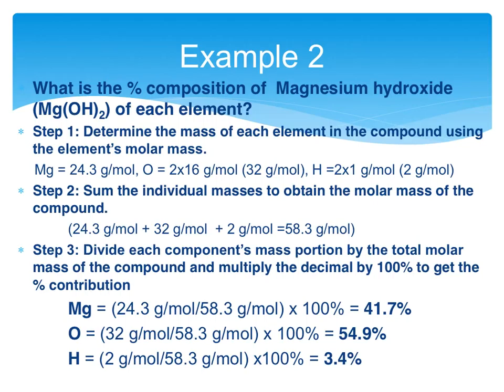There's 2 atoms of oxygen and 2 atoms of hydrogen for every 1 atom of magnesium. So again, it's the same basic principle. Step 1 is to determine the total molar mass of each element using the element's molar mass. And so I've done that here, right? And if you don't know how to do that yet, you should go back and practice how to calculate molar mass. I'm going to sum them up to get the total molar mass of the compound. That's here. I'm going to divide each component's mass portion by the total molar mass of the compound, then multiply it by 100% to get the percent contribution.